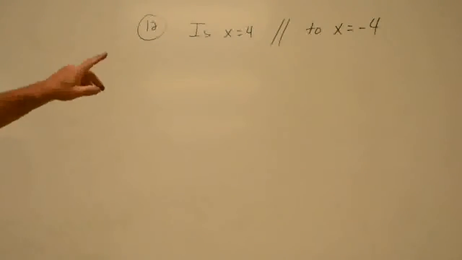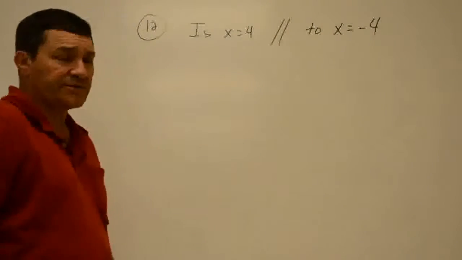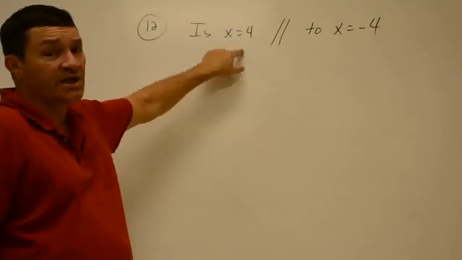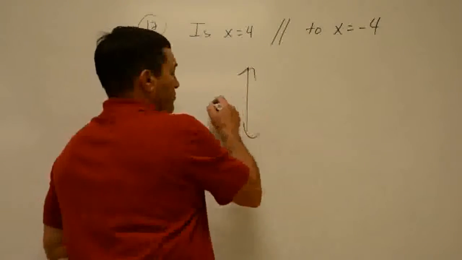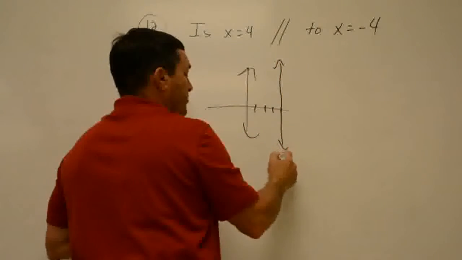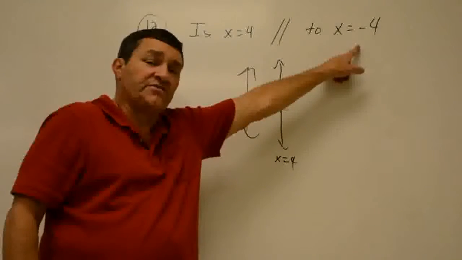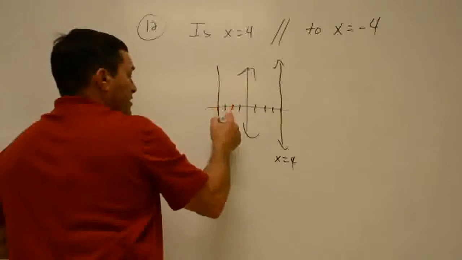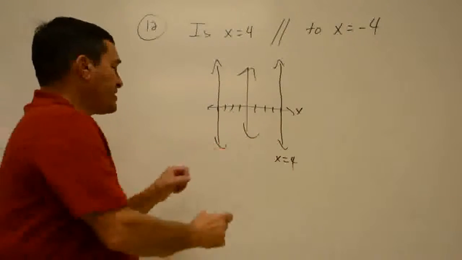Just like the last one, is the graph of this line parallel to the graph of that line? Well, let's do it like we did the last one. What kind of line, when you have x equals a constant, is it? Vertical line. It passes through 4 on the x-axis. 1, 2, 3, 4. Here's my line. There's x equals 4. What kind of line is x equals -4? Vertical line. It passes through -4 on the x-axis.